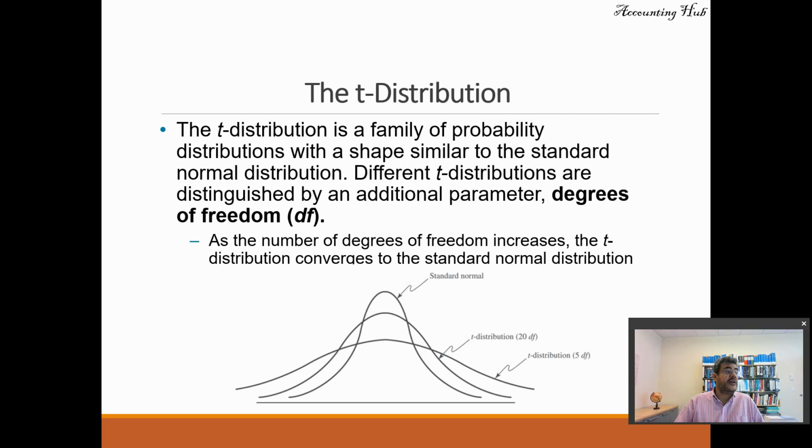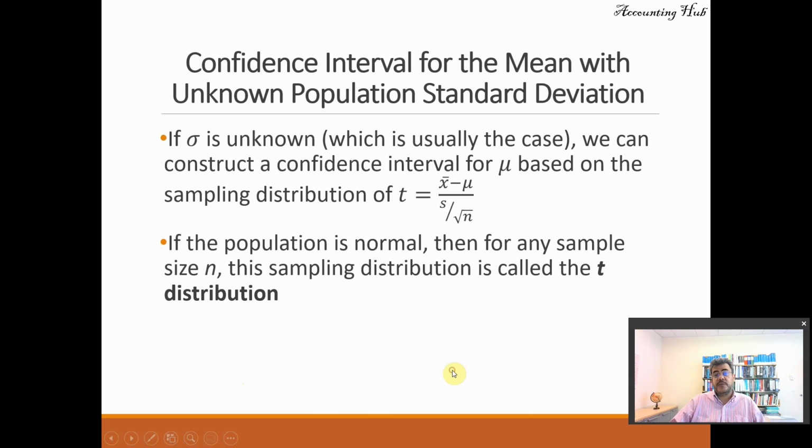So usually the degrees of freedom is the sample size minus 1. So with a larger sample, it goes to the standard normal. With a smaller sample, it will be just like this instead of this, which is the normal distribution.